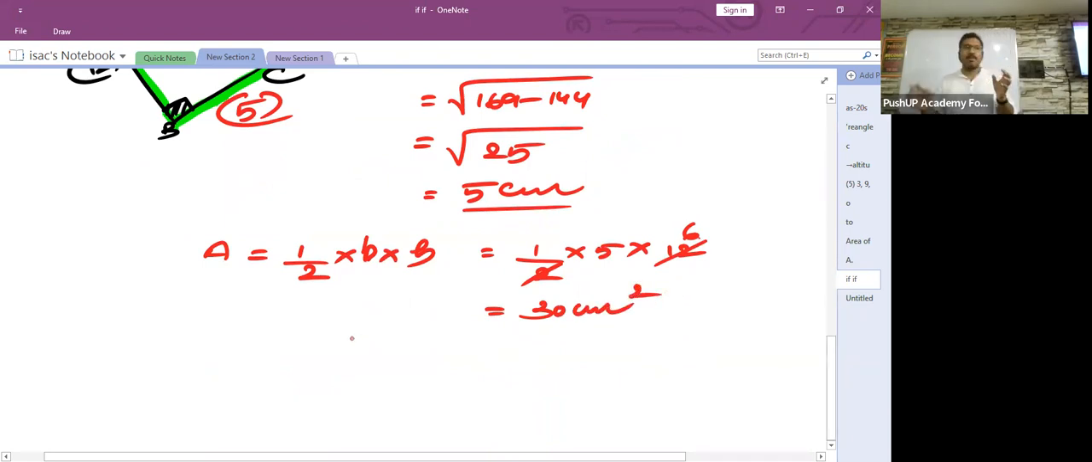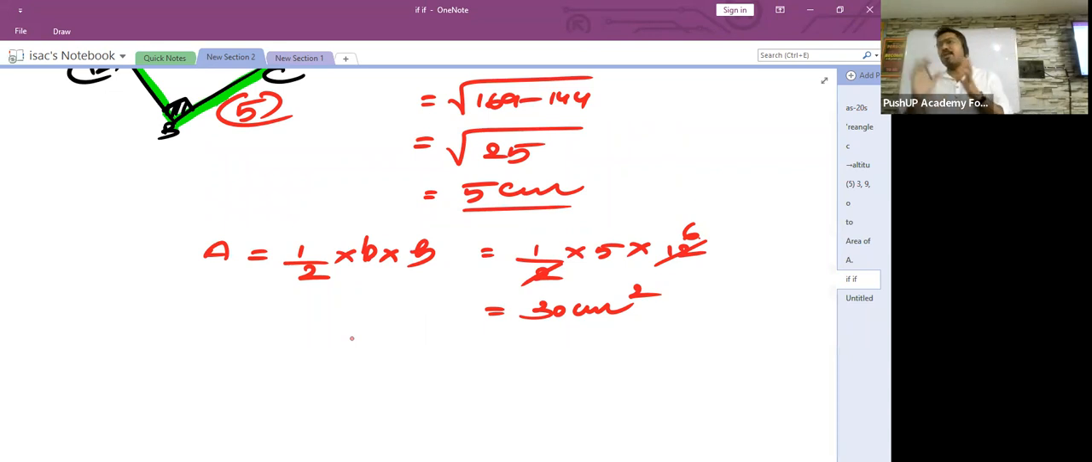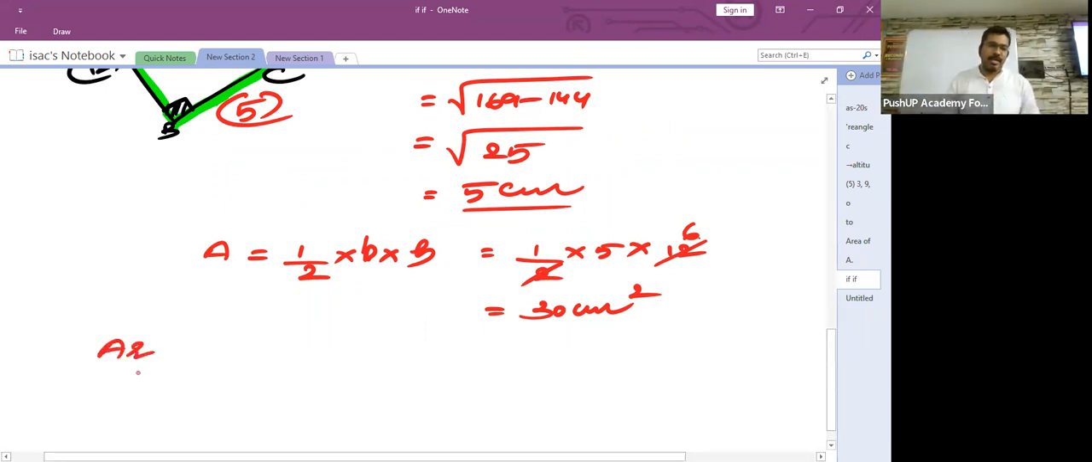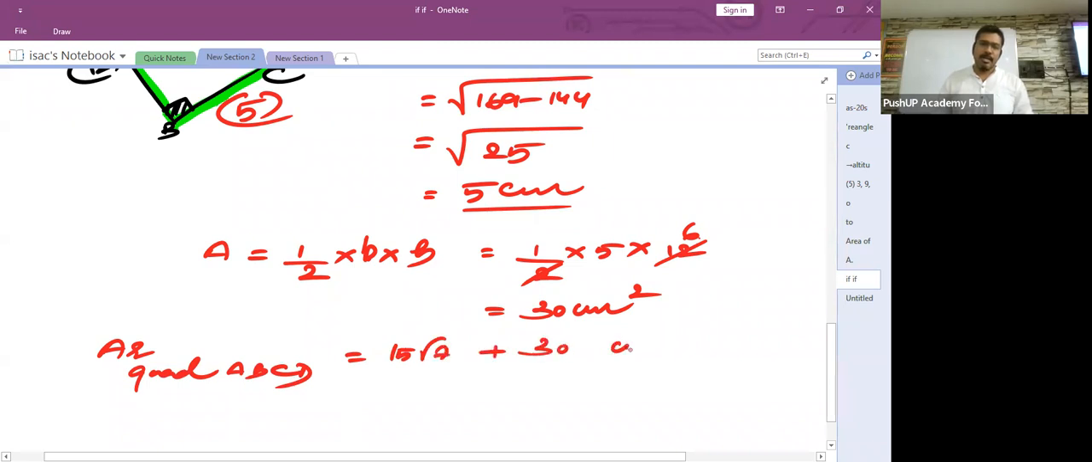Now, children, this is not the way you have to leave the answer, isn't it? You have to write the sum of the areas of both the triangles, because they were asking us to find the area of the whole quadrilateral, isn't it? So here I can write area of quadrilateral ABCD is equal to, how much was the area of the first one? 15 root 7, isn't it? So 15 root 7 plus 30 centimeters square. This should be the final answer, as long as they are not asking us to do otherwise.